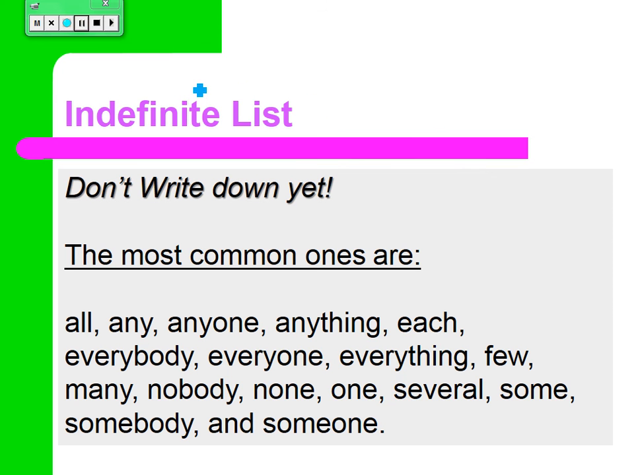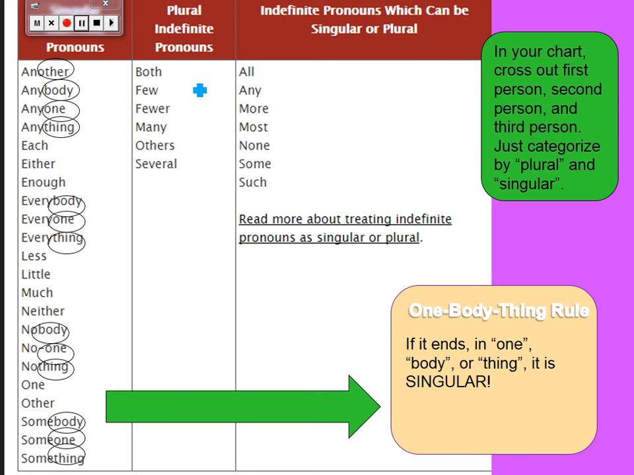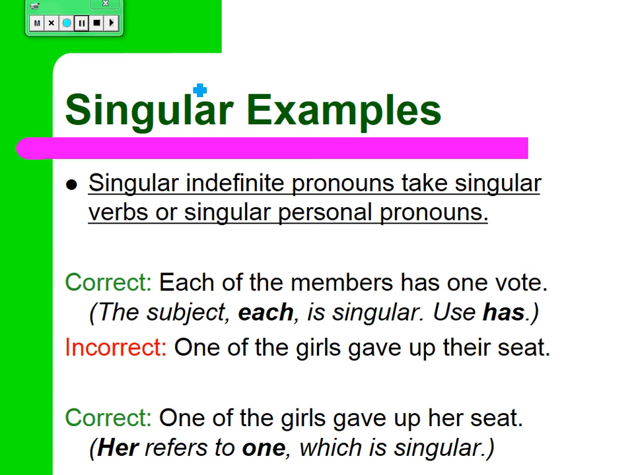All right, so here's a list. Don't write these down in your gray charts yet. So go ahead and write these down in your blank notes, the ones that you're on right now. Just some examples: all, any, anyone, anything, each, everybody, everyone, few, many, nobody, none, several, some, someone. And we're going to go through some examples. I'll come back to that slide in just a second.